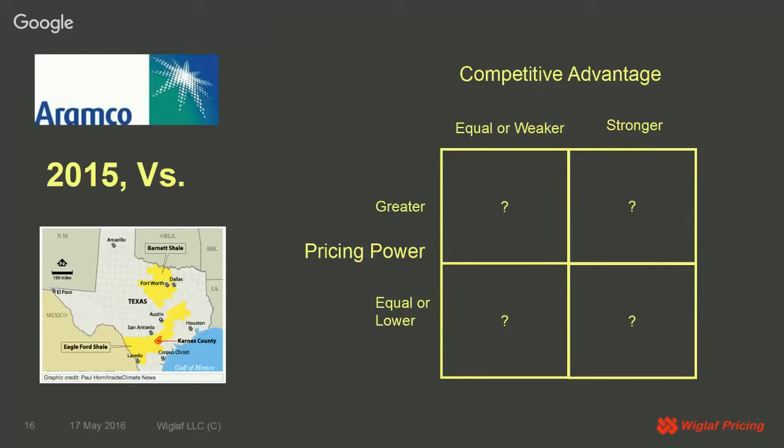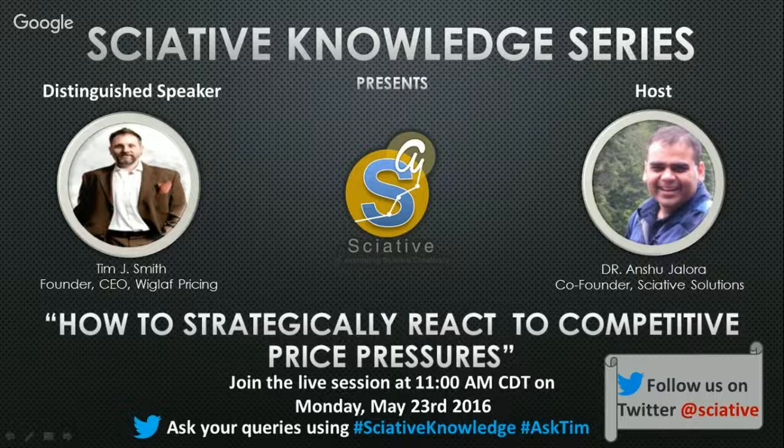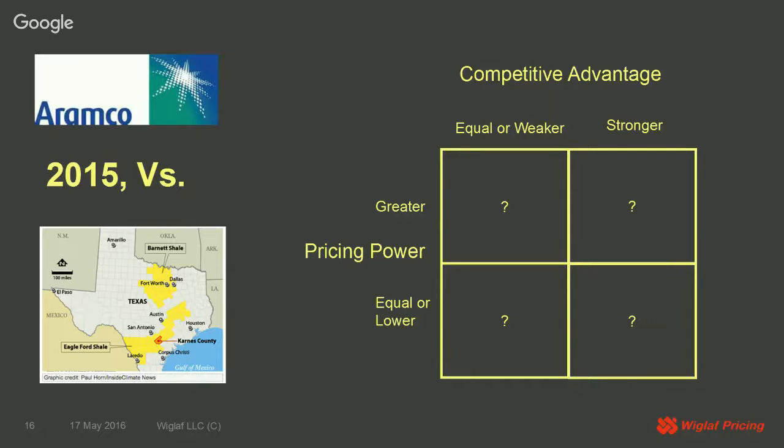Let's take a look at Aramco versus Texas oil men in 2015, last year. Aramco. You know it only costs $7 a barrel to pull oil out of Saudi Arabia? In the Eagle Ford Shale, with all their fracking, it costs somewhere between $40 and $60 a barrel to pull the oil out of the ground. One would clearly say Aramco has a competitive advantage when it comes to cost. Texas is down here.